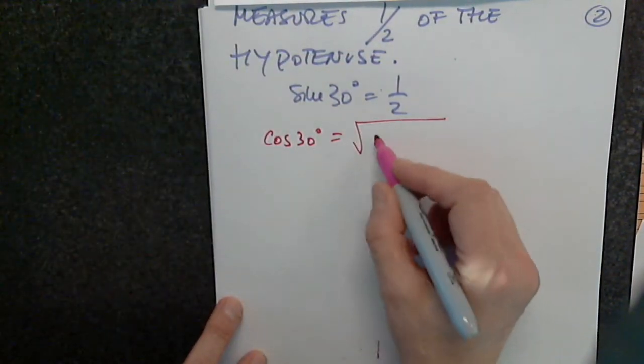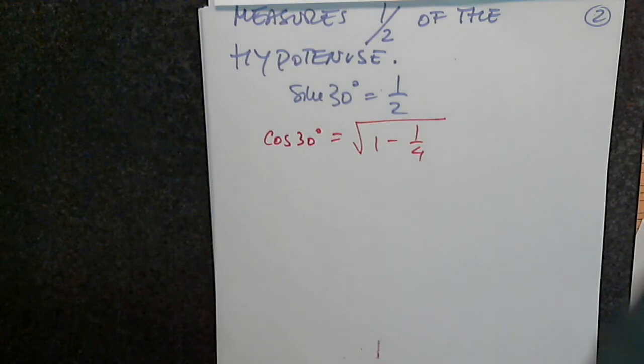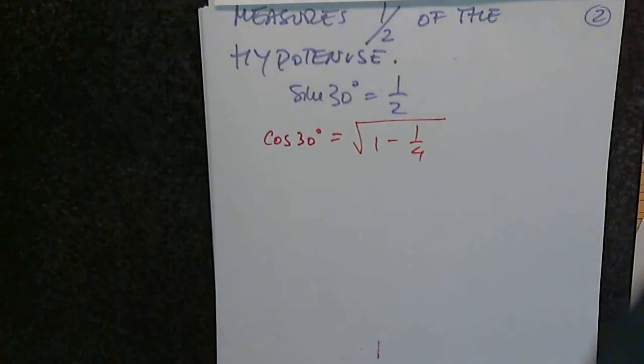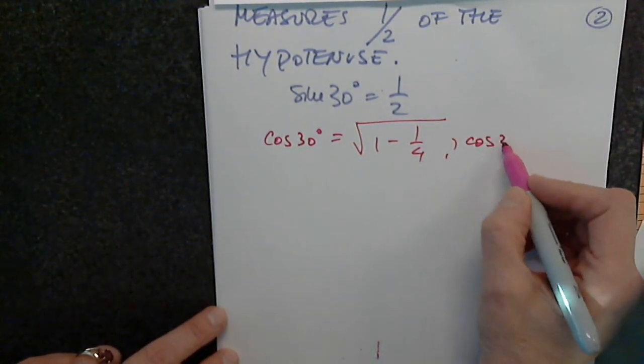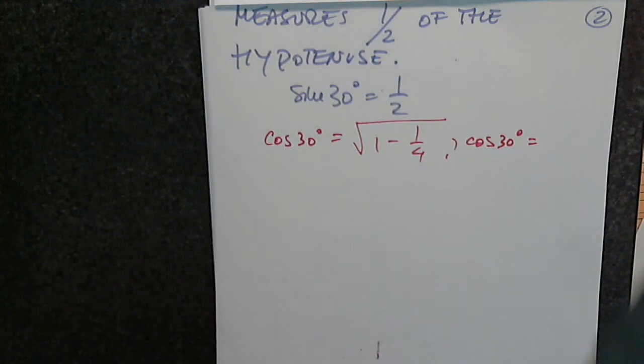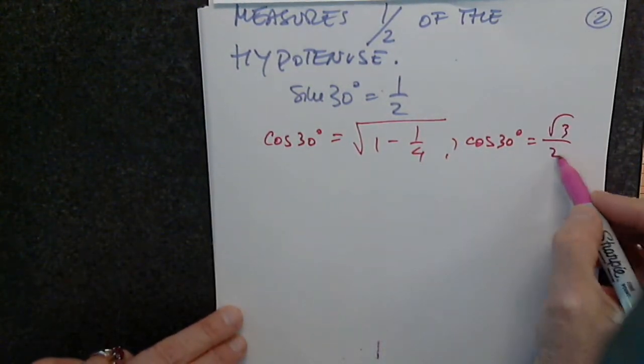So I will write the square root of 1 minus 1/4. Why 1/4? Because I know that sine is 1/2. So then 1/2 squared is 1/4. Correct so far? Okay. So then cosine 30 degrees will be 4 minus 1 is the square root of 3/2.